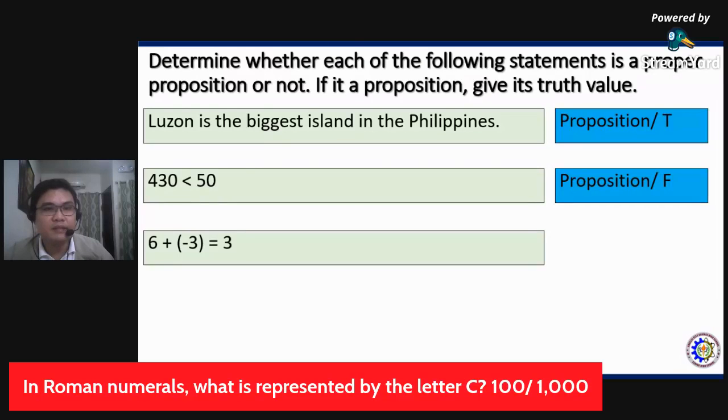6 plus negative 3 equals 3. Is it a proposition or not? And the answer is it is a proposition. And the truth value of it is, of course, true. Or we can write that as just the capital letter T.